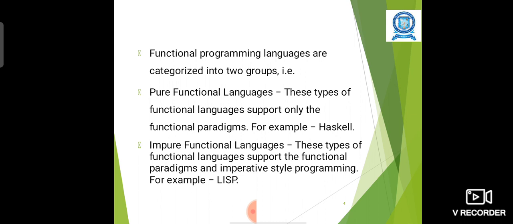Functional programming languages are categorized into two types. They are pure functional languages and impure functional languages. Pure functional languages are the languages that support only the functional paradigm, for example Haskell. Impure functional languages are the languages which support the functional paradigm and imperative style programming, for example Lisp.